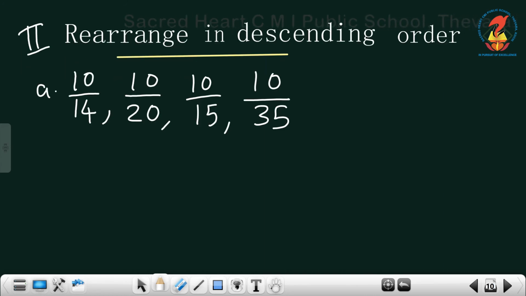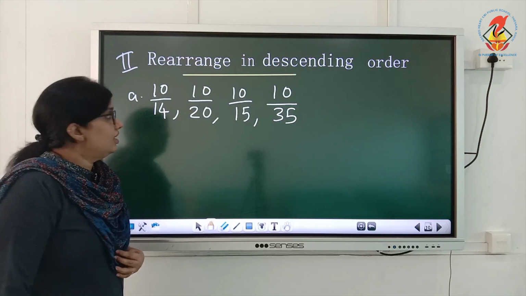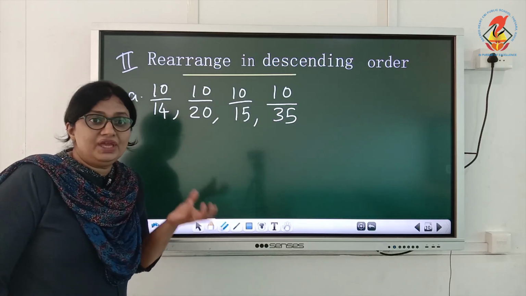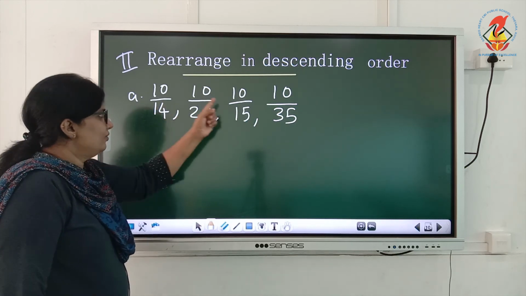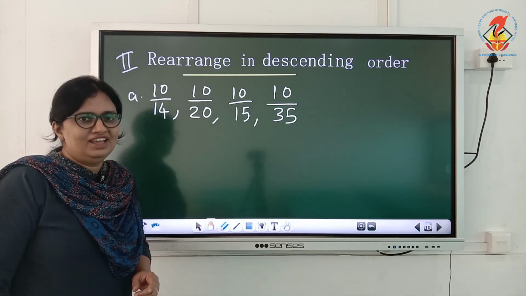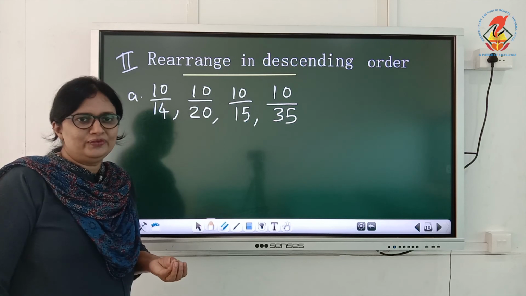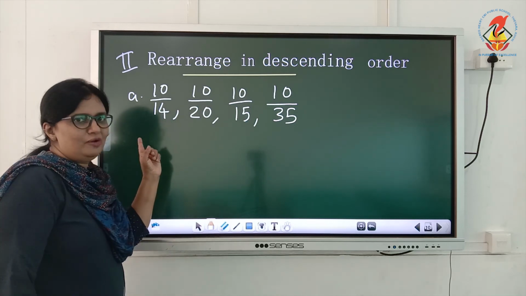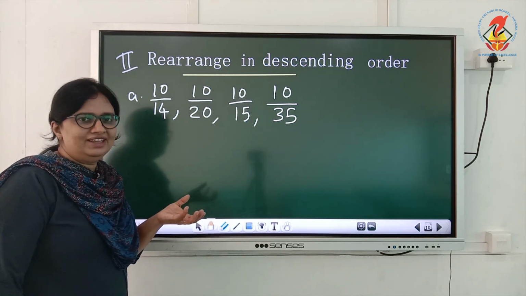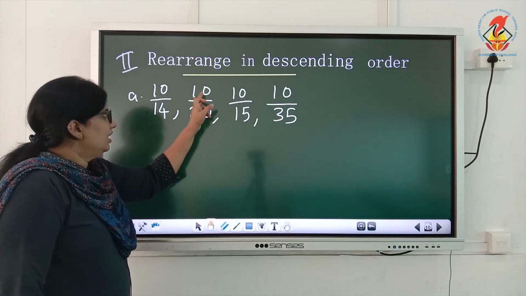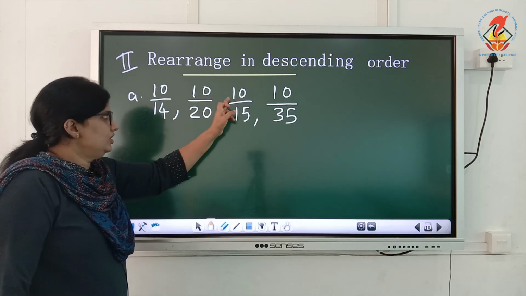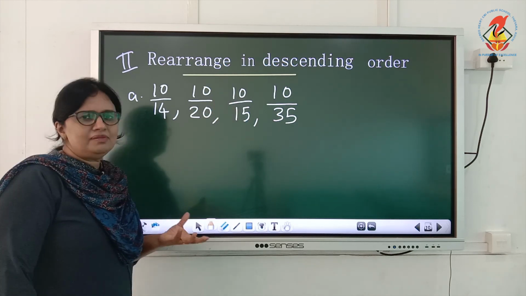And the next one is rearrange in descending order. How? Descending order is from bigger to smaller. And first we need to see the fractions. All the numerators are same. I have told you in the last problem what we want to do here. And 10 by 14, 10 by 20, 10 by 15, 10 by 35.